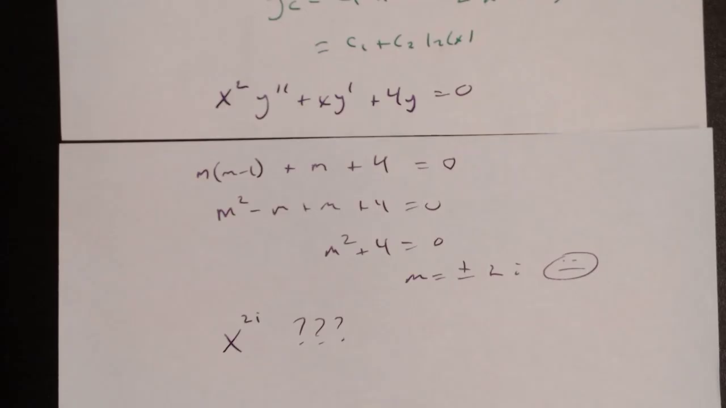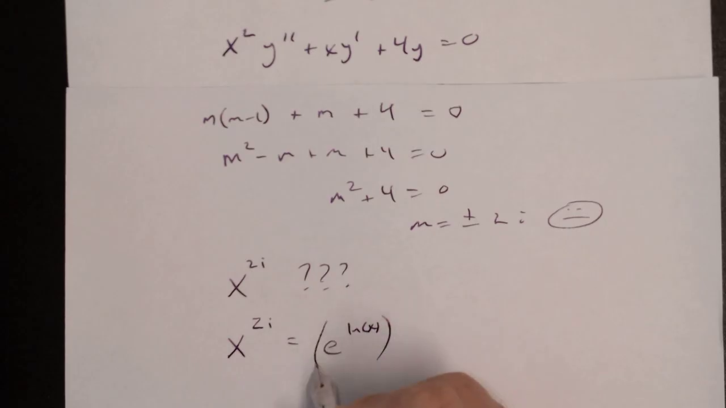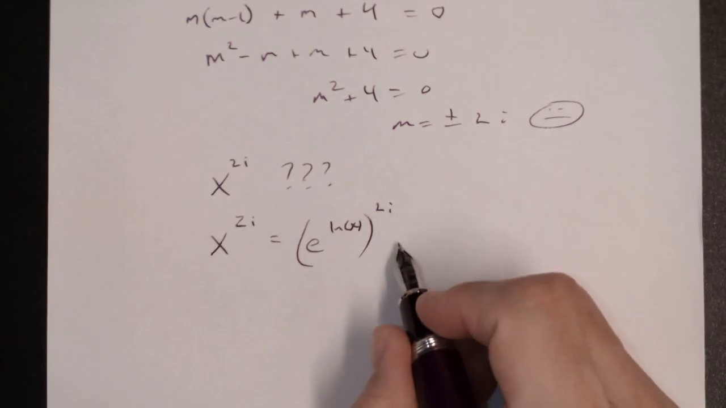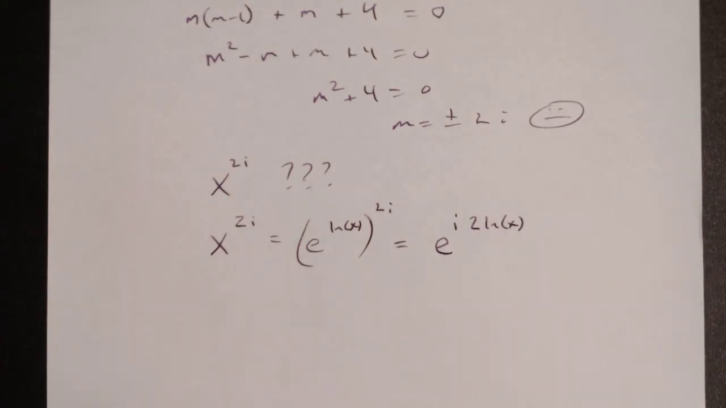Let's take this x to the 2i and write it as e to the ln of x to the 2i. Wait a minute, I have a power of a power. What do I do when I have a power of a power? I multiply them together. So this becomes, and I'm going to write this power a little differently, e to the i 2 ln of x. I just put the i in front.